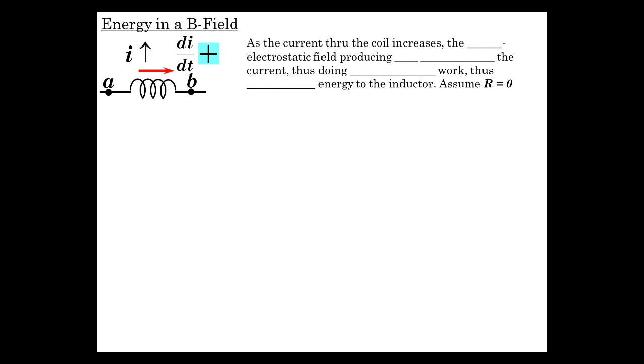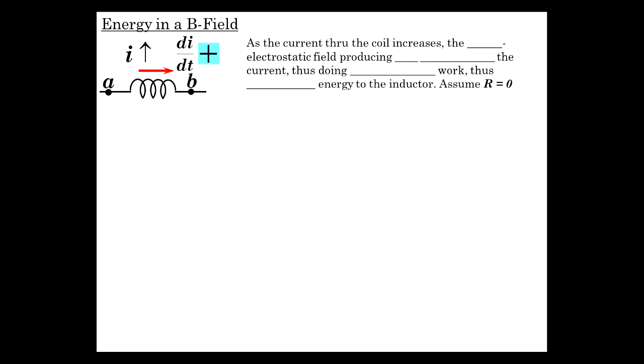Let's augment our understanding of the coil, the inductor, with the consideration of the energy and energy density of the inductor. So here we have the basic picture. And as the current increases in this coil, it produces an increasing magnetic field.